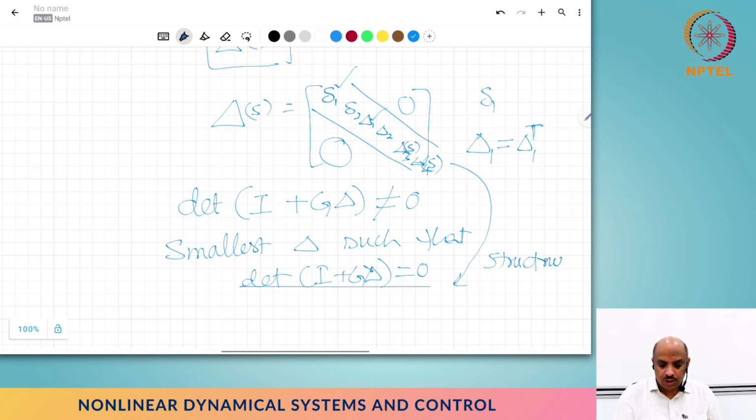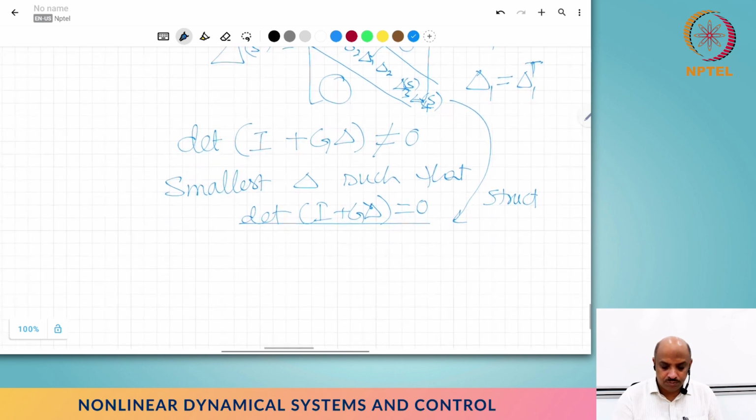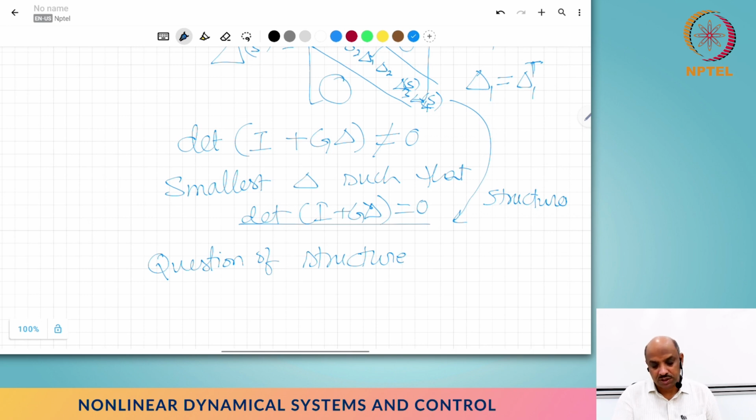So in early 80s, basically the question of structured uncertainty. I mean, in the 70s, basically people understood this small gain theorem and applications to unstructured uncertainty, where this big delta is some junk that is coming from unmodeled dynamics, everything, and then we treat it as just a big matrix that we don't know anything about, right?